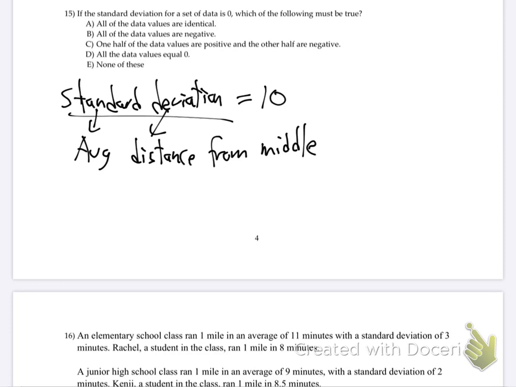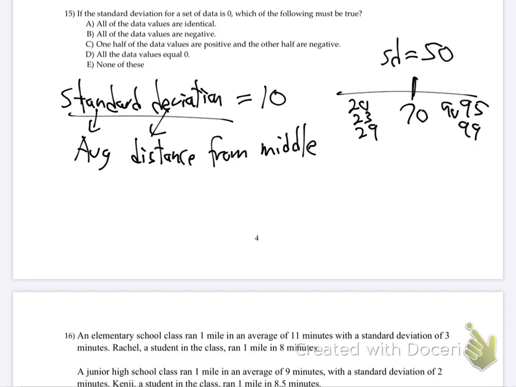Like how far are people from the middle? You could have people take an exam and a bunch of people get 95 and 90 and 99, and then a bunch of other people get 20 and 23 and 29, and you could have an average of 70. That would be a standard deviation that's huge, like 50 or something. Average distance from the middle, maybe like 40, or it might be like 35. Let me just give you some examples here. That would be a data set.